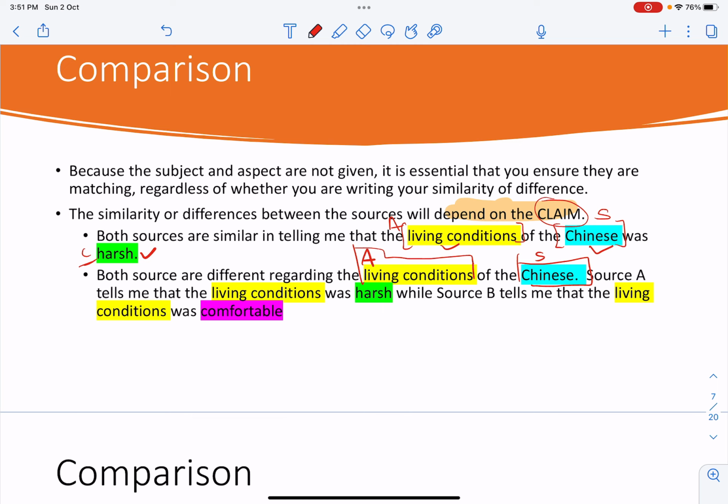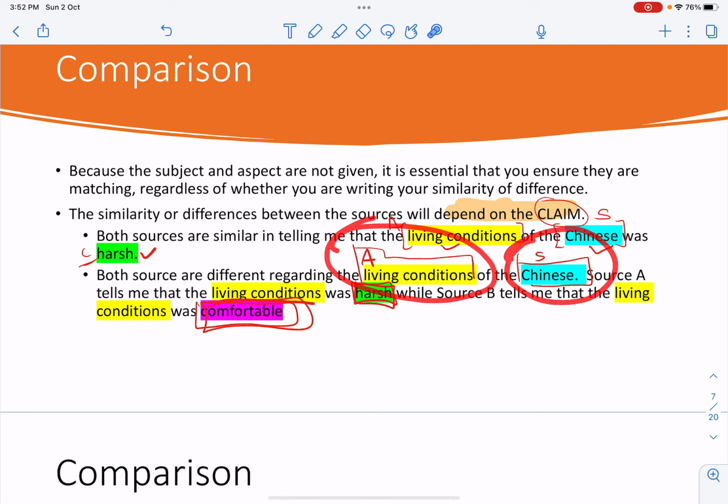The difference now is in my claim, because one tells me the living conditions was harsh, while the other one tells me the living conditions was comfortable. So they are different because they have different claims, but they have different claims regarding the same aspect and the same subject. So look at both sources first. Find the subject that is similar between both. Find the aspect that is similar between both. Then determine whether the claim is similar or different. That will determine whether or not you write similarity or difference first. Choose the easier one first.